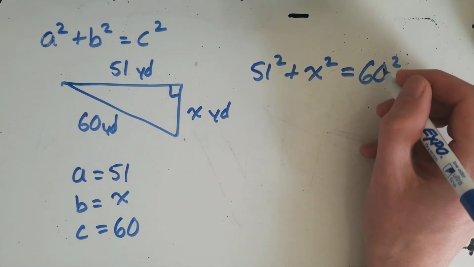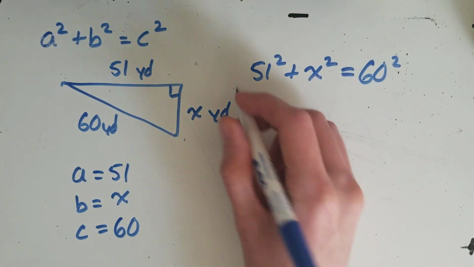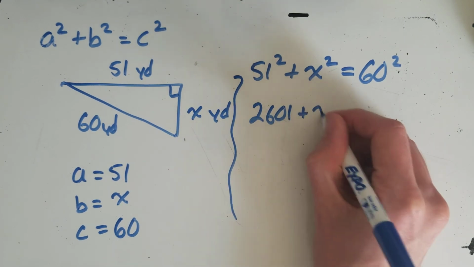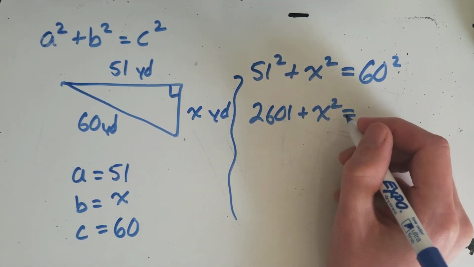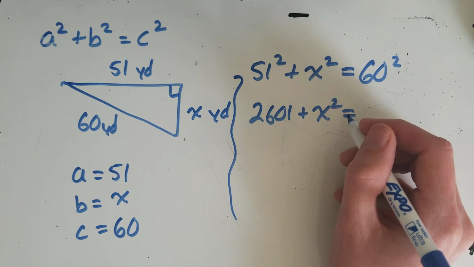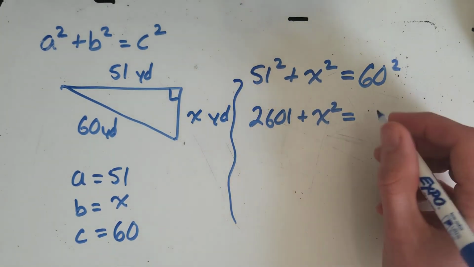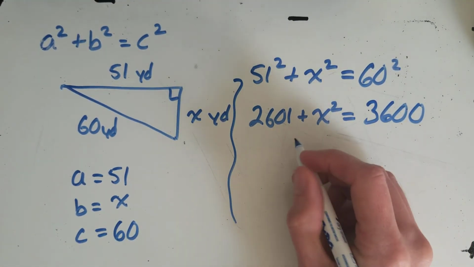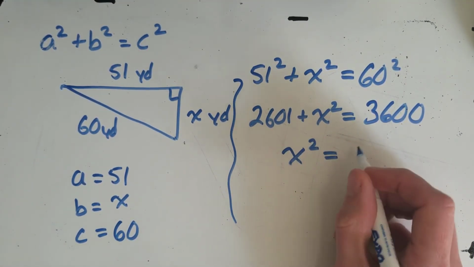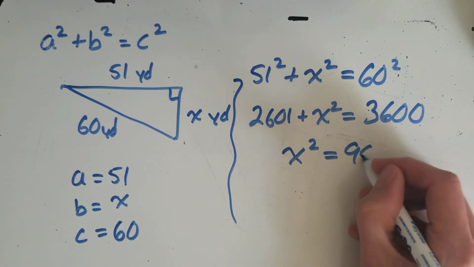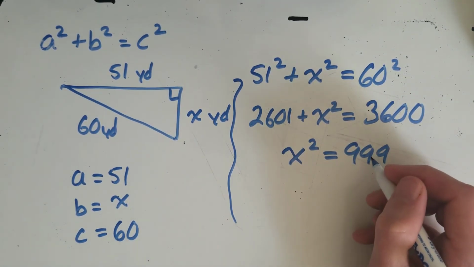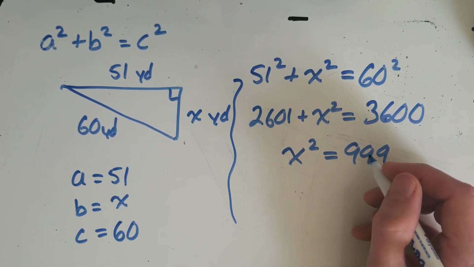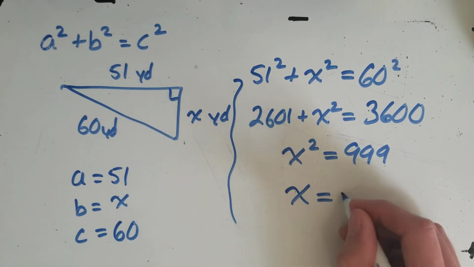60 squared. So 51 squared, when you calculate, make a little line here, you get 2,601 plus x squared is equal to 60 squared, you should get 3,060. So we get, or sorry, 3,600, not 60. And then let's do a little subtraction. So x squared is going to equal, when you subtract, you should get 999. So you have square root of 999. That'll give you what x is.